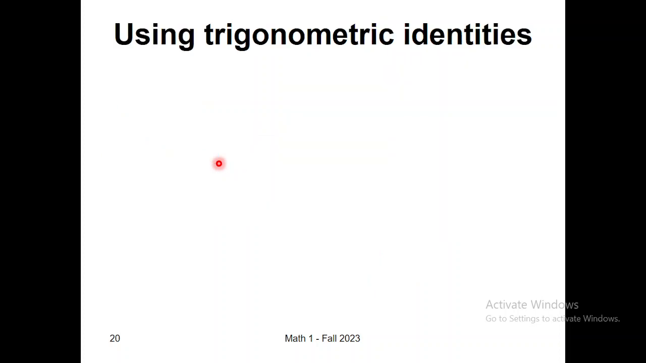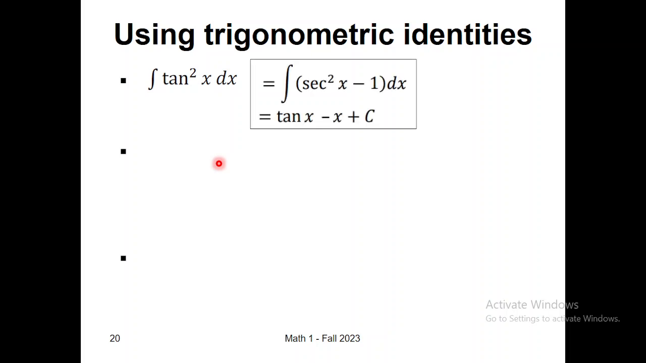Using trigonometric identities is frequently used in integration, and you have to be familiar with using such identities. Let's consider some example. We want to integrate tan squared x. We don't have an entry in the integration table for tan squared. How to deal with it? We can use the trigonometric identity, which says that 1 plus tan squared equals sec squared. So we can say that tan squared equals sec squared minus 1.